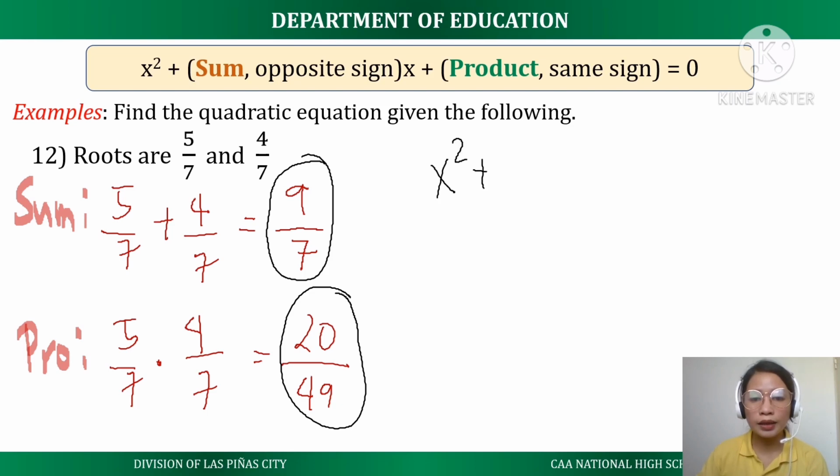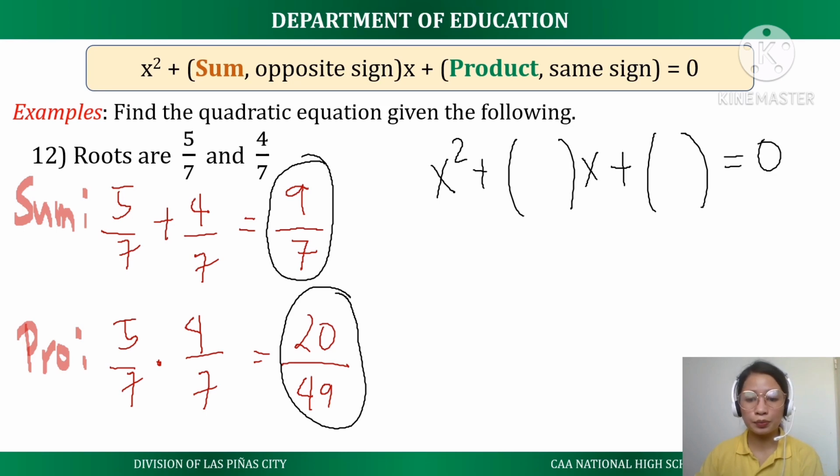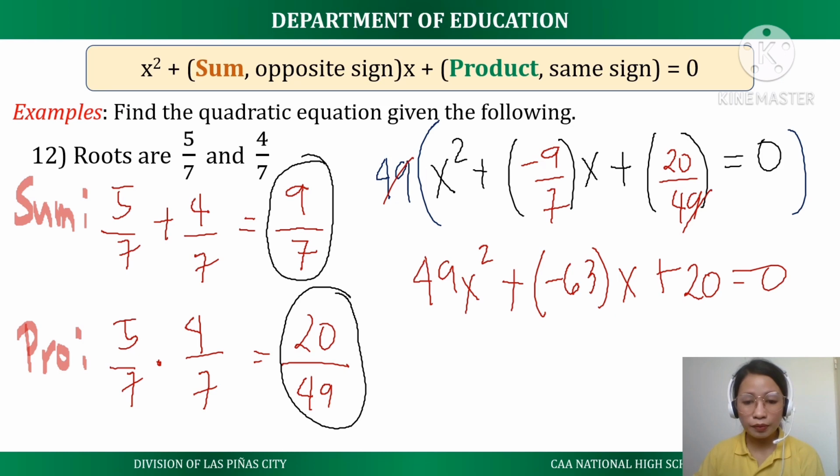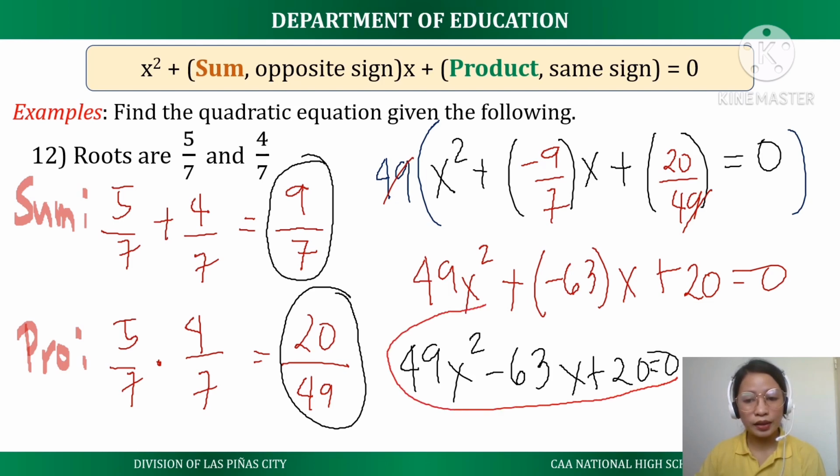So, lagay na natin siya sa form ng pagkuha ng equation. So, we have x squared plus, variable x plus, this is sum, and then ito ay product is equal to 0. So, opposite sign ng sum natin ay negative 9/7. Then, product natin ay same sign, 20/49. Then, LCM niyan ay 49. Simplify natin, we have 49x squared plus 49 divided by 7 is 7 times 9, that is equal to negative 63x plus, cancel to, so you have 20 is equal to 0. Then, simplify na natin. We have 49x squared minus 63x plus 20 is equal to 0. Yan ang equation natin.